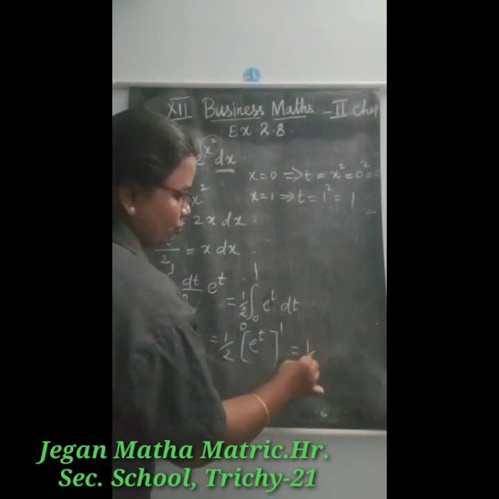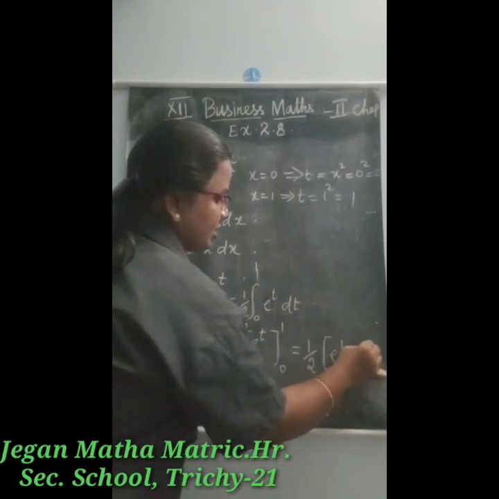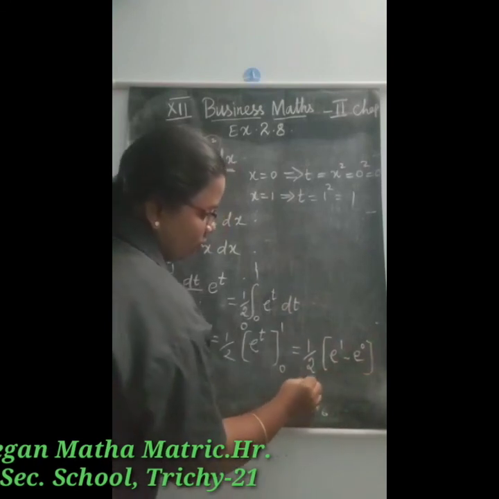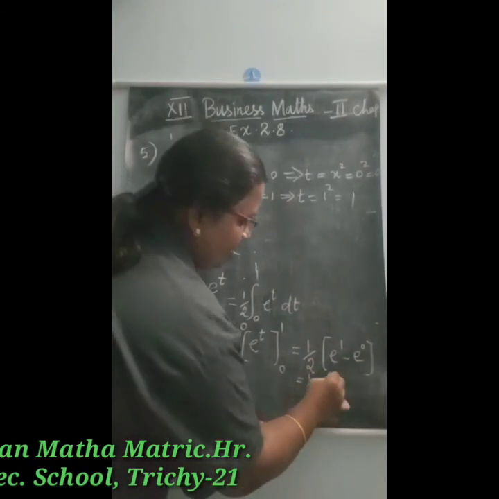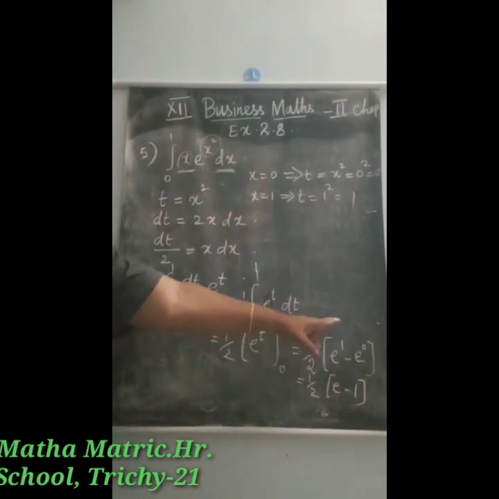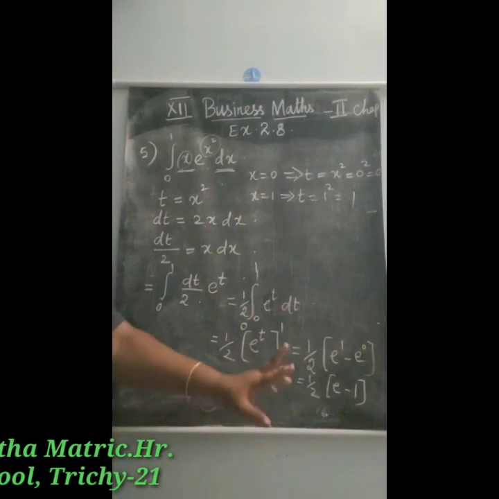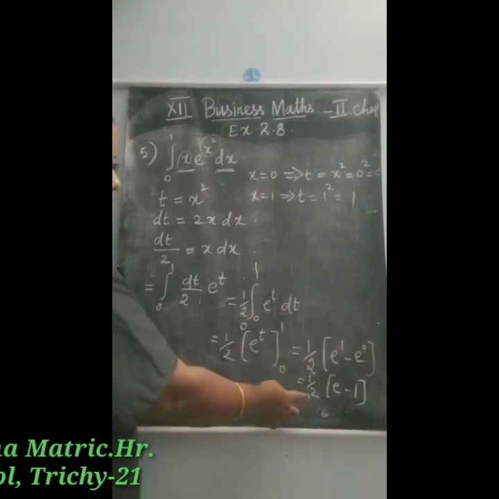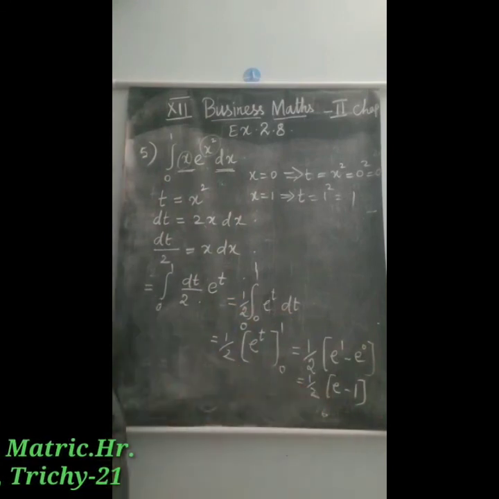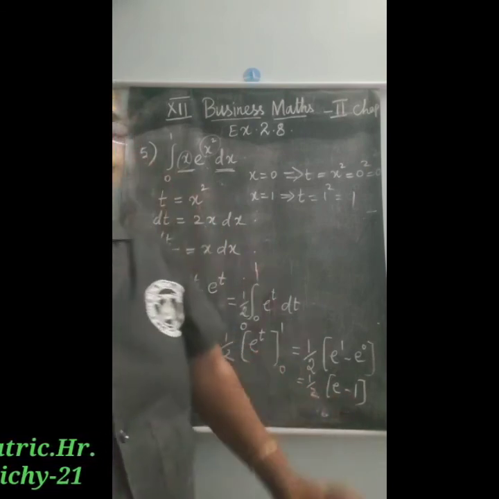So that is equal to 1 by 2 into e power 1 minus e power 0. So that is equal to 1 by 2 into e minus 1, because e power 1 is equal to e and e power 0 is equal to 1. So what is the answer for this question? 1 by 2 into e minus 1. This is the answer for the fifth question.